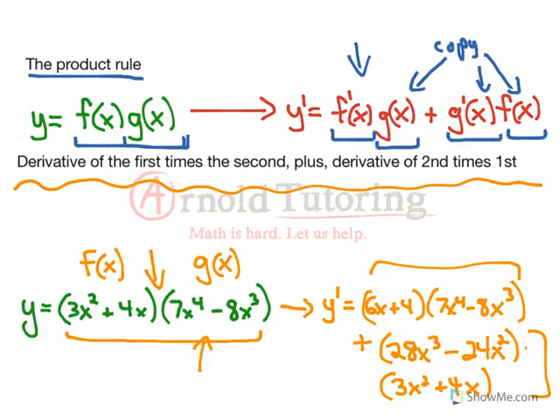So hopefully I would recommend memorizing this from a word standpoint. Derivative of the first times the second plus the derivative of the second times the first. It gets really quick, and it lets you sort of keep on track, especially when functions get really complicated and we start building in quotient rules and chain rules along with the product rule in a particular question.